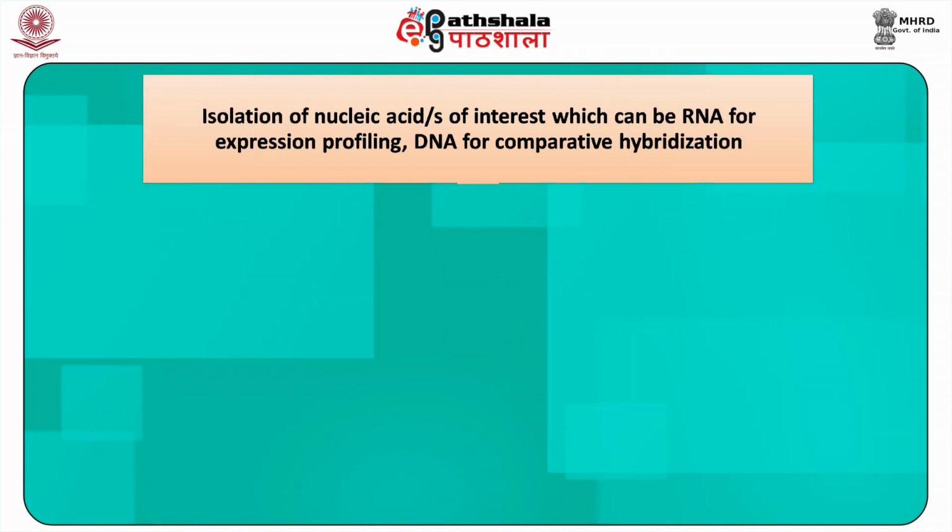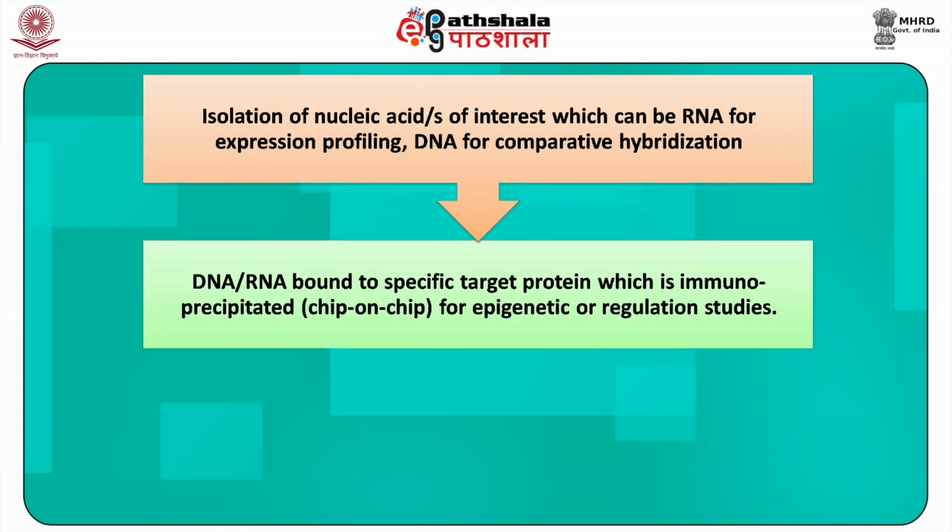Second, the next step is isolation of nucleic acid or acids of interest, which can be RNA for expression profiling, DNA for comparative hybridization, or DNA or RNA bound to specific target protein, which is immunoprecipitated for epigenetic or regulation studies.